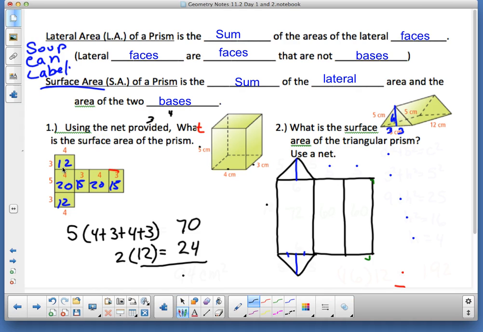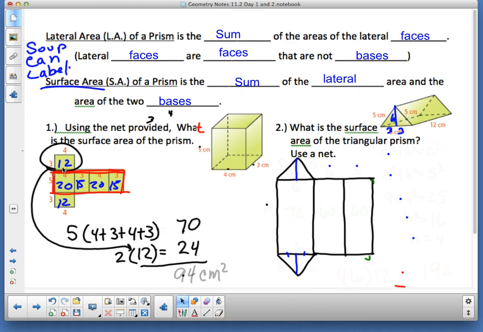If I just find the area of a base, and there are 2 of them, and I find the perimeter of my base, 4 plus 3 plus 4 plus 3, times the height, the separation of the 2 bases, I have a rectangle, because the lateral surface is a rectangle, because it's a soup can when we're talking about prisms. LA will change when we get to pyramids, but today, my soup can label is a rectangle. 94. Are you okay with that?